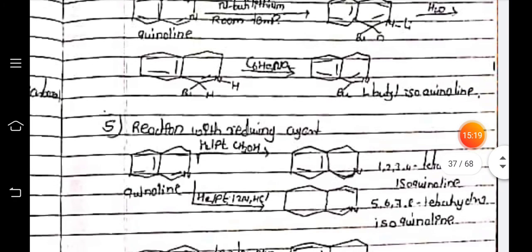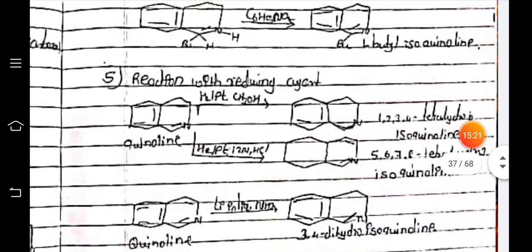Next one is the reaction with n-butyl lithium at room temperature. We will get the product at the first position, that is the butyl group, and after dehydrogenation we get 1-butylisoquinoline as the product.